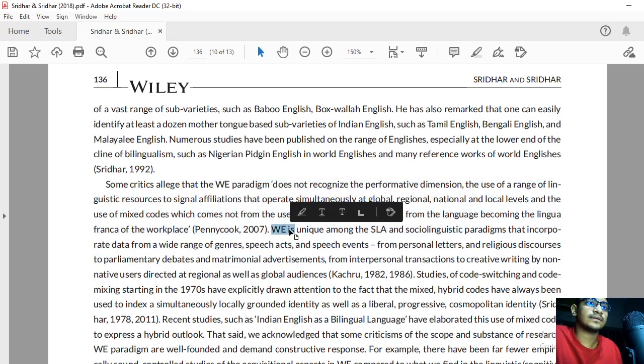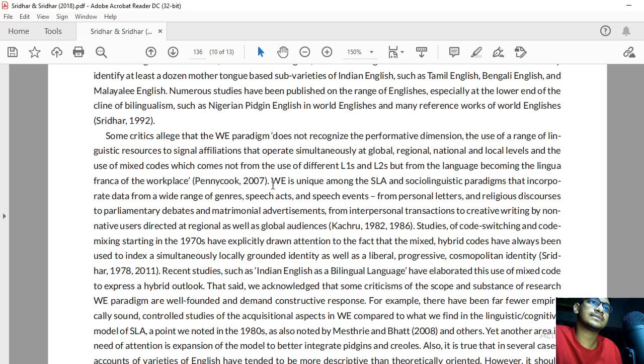So Sridhar responds by saying this: World Englishes is unique among the SLA and sociolinguistic paradigms that incorporate data from a wide range of genres, speech acts, and speech events, from personal letters and religious discourses to parliamentary debates and matrimonial advertisements, from interpersonal transactions to creative writing by non-native users directed at regional as well as global audiences.